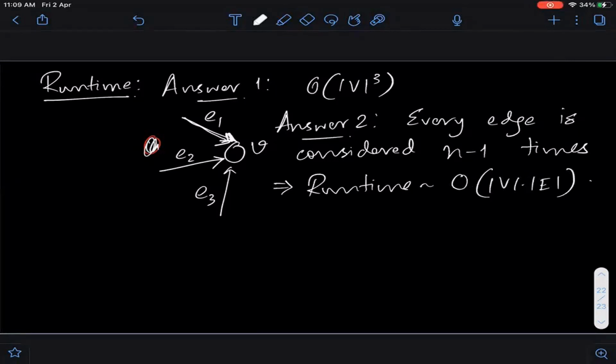So you should get into the habit of looking at this aggregate analysis. Sometimes just counting loops will give you a bound that is not incorrect, of course. N cube is a correct bound, but it's not the best possible bound in some sense. So you should always look for these aggregate kind of things. Questions? Okay, so that's about the runtime.